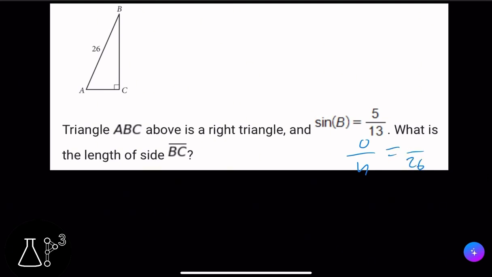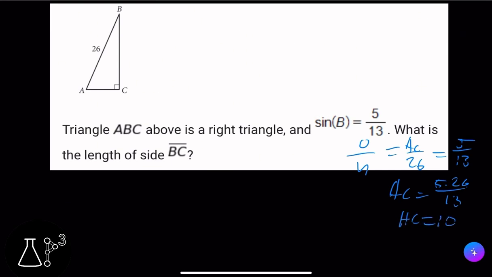And my opposite in this case is going to be AC, right? Which is going to equal ultimately 5 divided by 13. So how can I look for AC? We can do one of two things. We can multiply by 26 on both sides, or we can understand a concept. But let's multiply just to do the simple math. So AC is going to equal 5 multiplied by 26 divided by 13. If you do that math with the calculator, because I can now do that mentally, you're going to get 10. So AC equals 10.